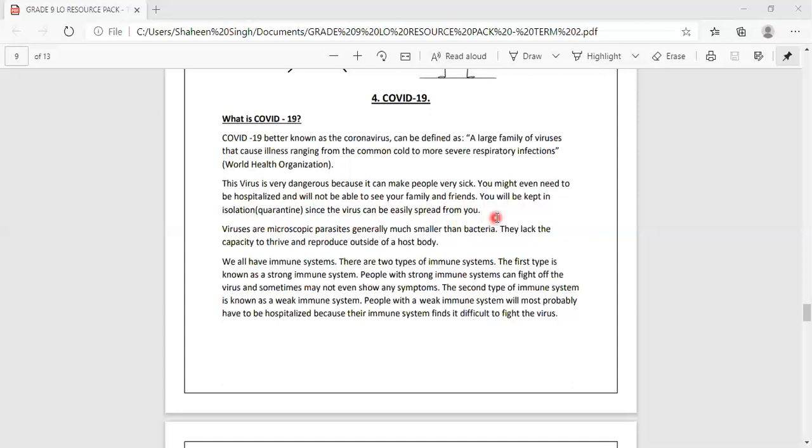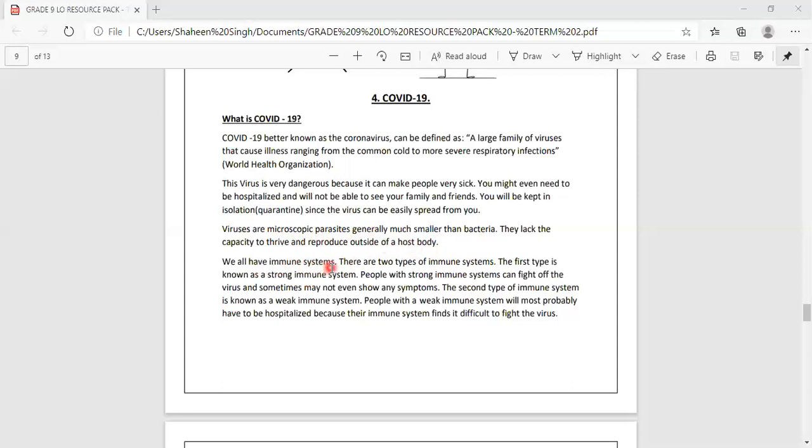And it's important to note that viruses, dear boys and girls, are microscopic parasites, generally much smaller than bacteria, and they cannot reproduce and thrive outside of a host body. So that means that they can only thrive and reproduce in a person. And the virus can only be transmitted from person to person. And yes, it affects our immune systems.